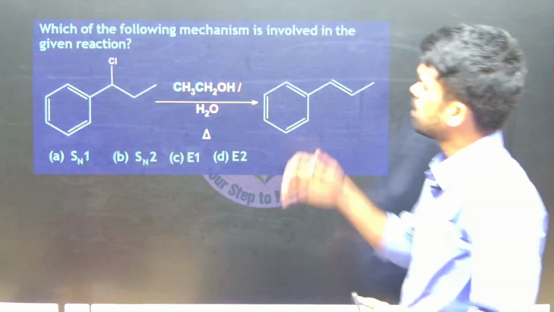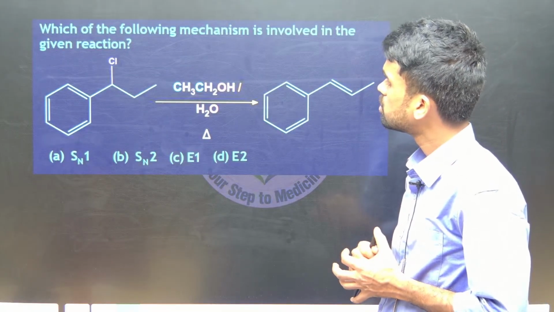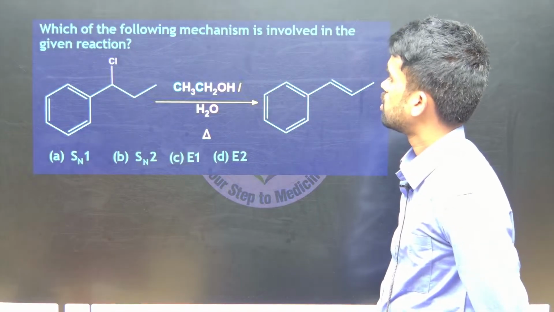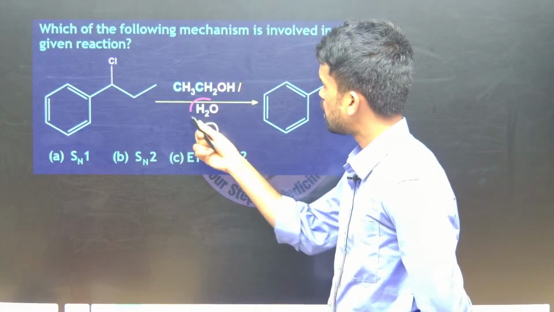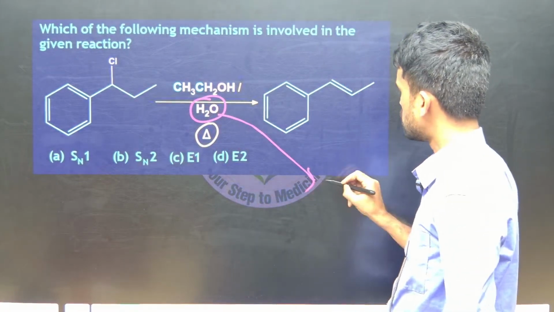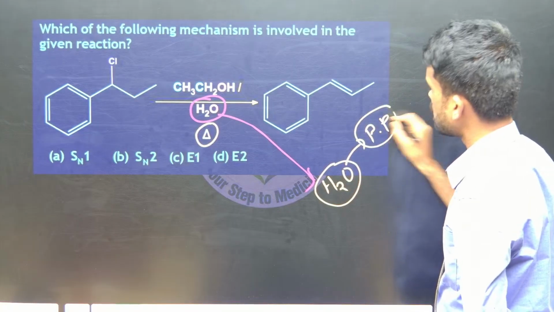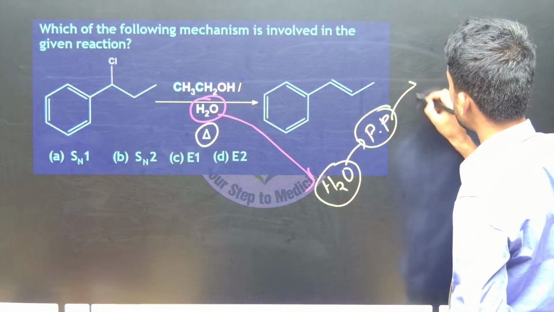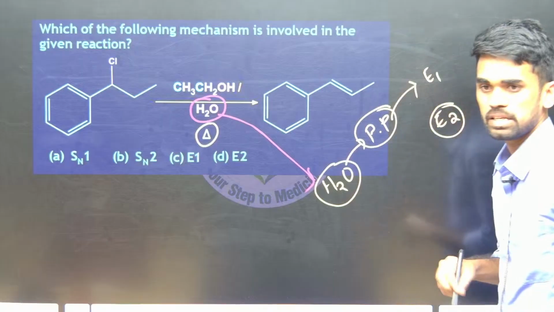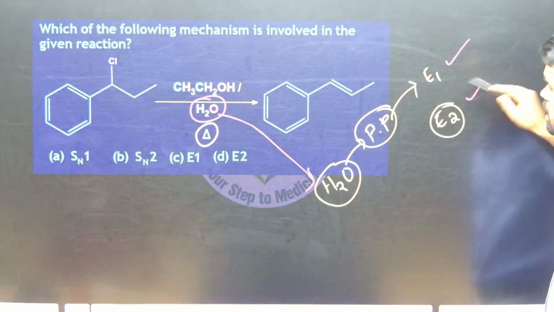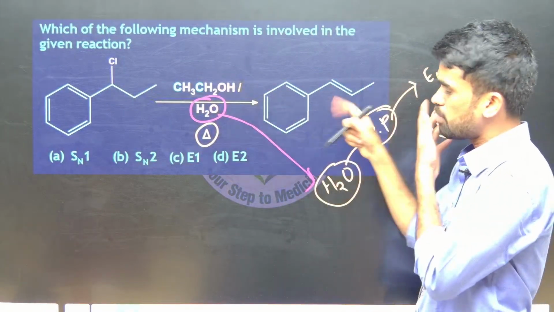Now tell me which mechanism is involved in the given reaction. Tell me what happens here. Heating condition is there. And what about the solvent mentioned here? Water. So water is a polar protic solvent. Polar protic solvents favor E1 elimination over E2. From the substrate to the product, you see whether it is elimination or substitution.